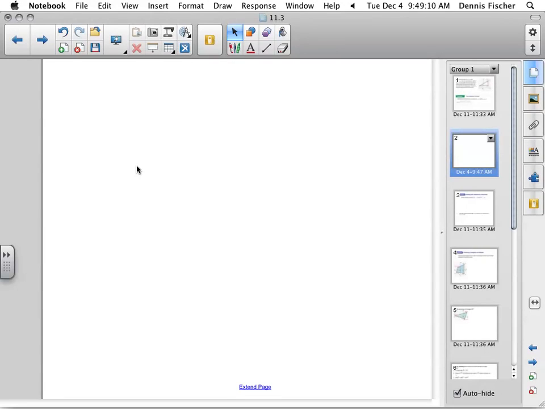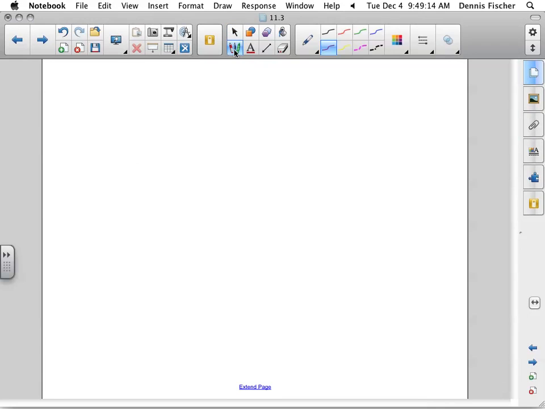Consecutive integers means this. One side's going to be n. The next side's going to be n plus 1, and the third side's going to be n plus 2. There's my consecutive integers. Now, if I know I have a right triangle, here's my right triangle.